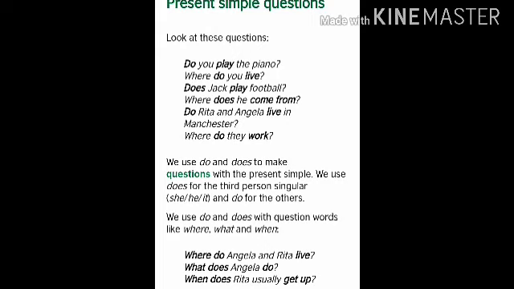Here we have some interrogative examples. Do you play the piano? Where do you live? Does Jack play football? Here you can notice that in the first sentence, subject is you, so it has taken helping verb do. And in the third sentence, subject is Jack, which is third person singular, so does is used here and main verb play has come as it is without an s. Let's move to the uses now.